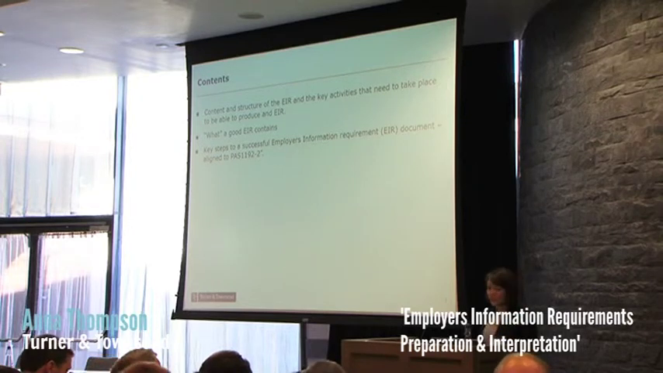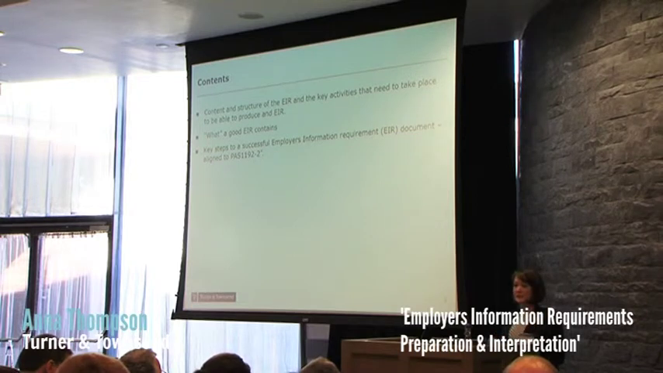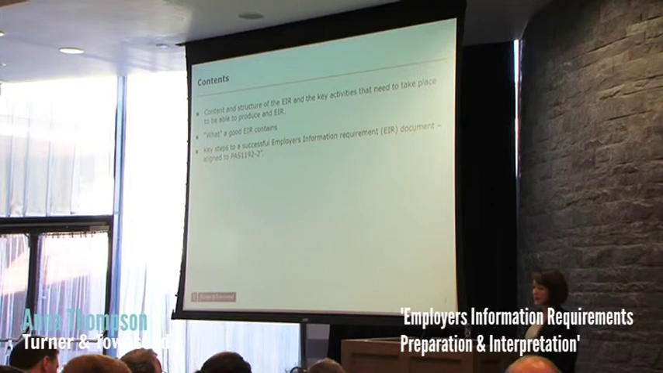So what we'll be covering? In terms of the content of my presentation, we're just going to touch on the content and structure of an EIR document, the key activities that need to take place to enable the production of an EIR document, and what a good EIR contains. What should we be looking at? What should we be asking for? What should we be identifying as maybe missing from an EIR document if we do receive one? And key steps to a successful EIR document aligned to PAS 1192, which has been developed in the UK, which Ralph has touched on.